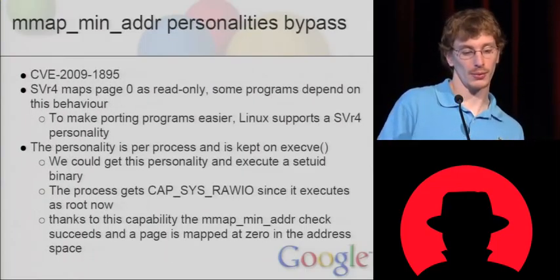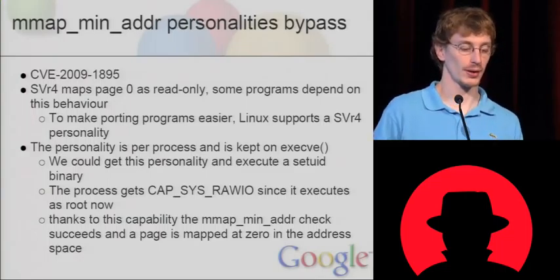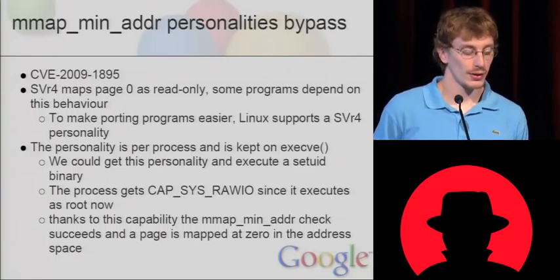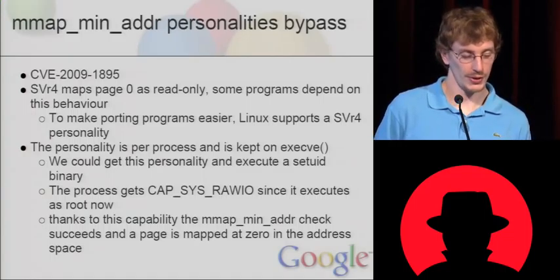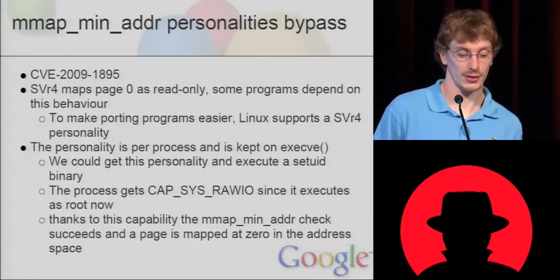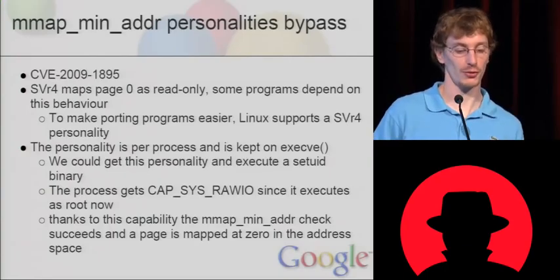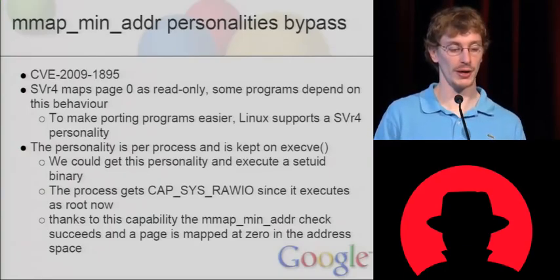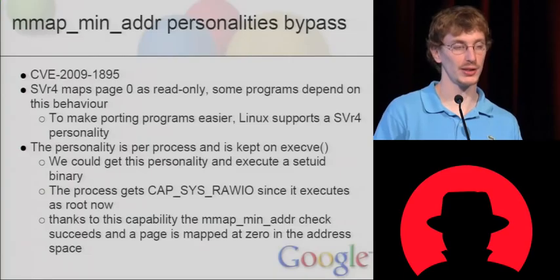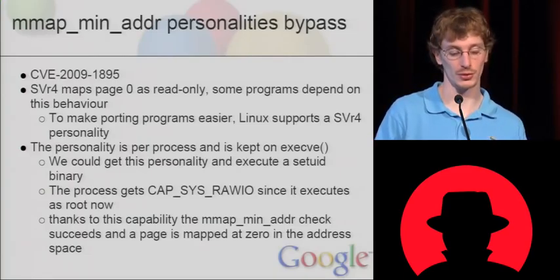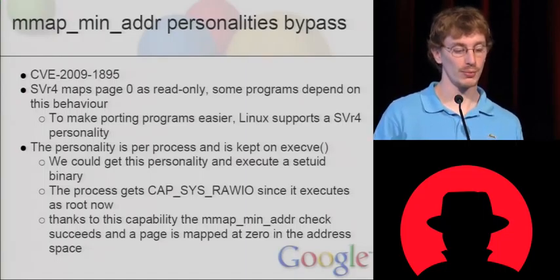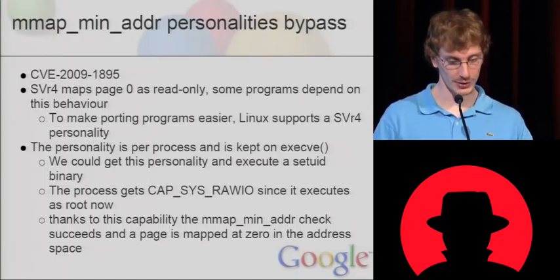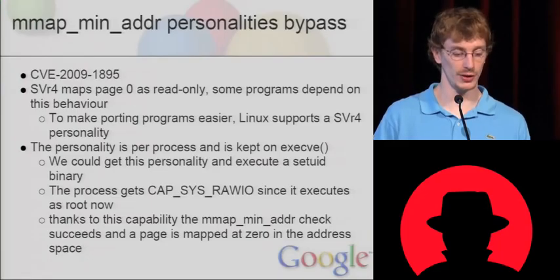So we use personalities. The System V Release 4 operating system maps page 0 as read-only. And so, unfortunately, some programs depend on that behavior. To make porting programs easier from System V Release 4 to Linux, Linux supports a System V Release 4 personality. This personality is per process, and it's kept on execve, of course.